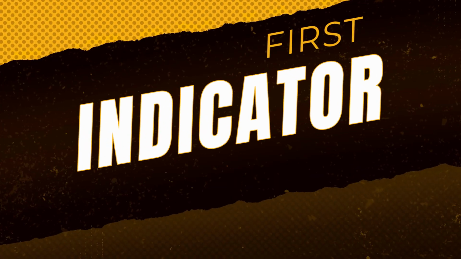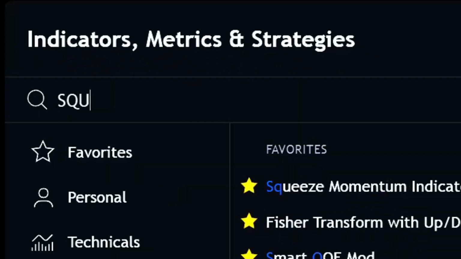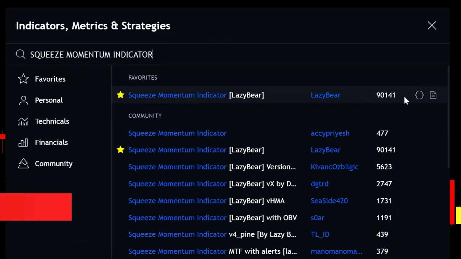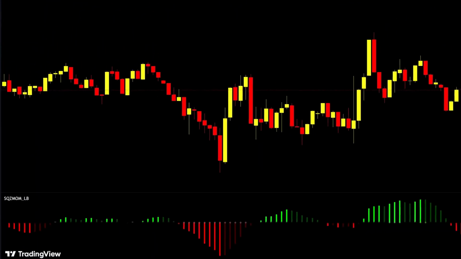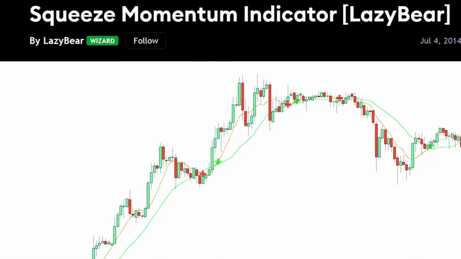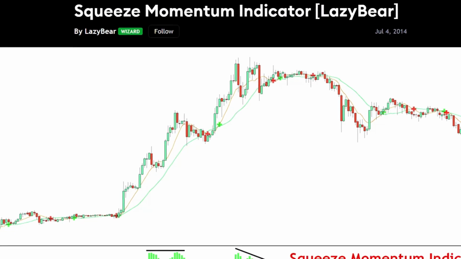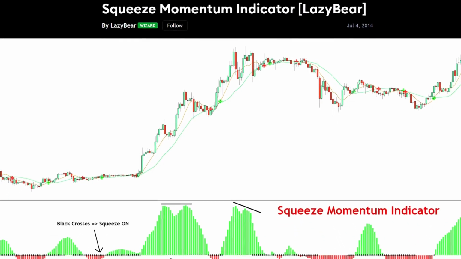The first indicator we'll use in this strategy is the squeeze momentum indicator, which can be easily located in the indicator section. Simply type its name in the search bar and voila, it'll be right there for you. Now, the squeeze momentum indicator is a remarkable analysis tool that brings together the power of Bollinger Bands and Keltner Channels. This indicator is particularly useful when trading in a sideways market because it can identify periods when prices are stuck before they make a sharp move.